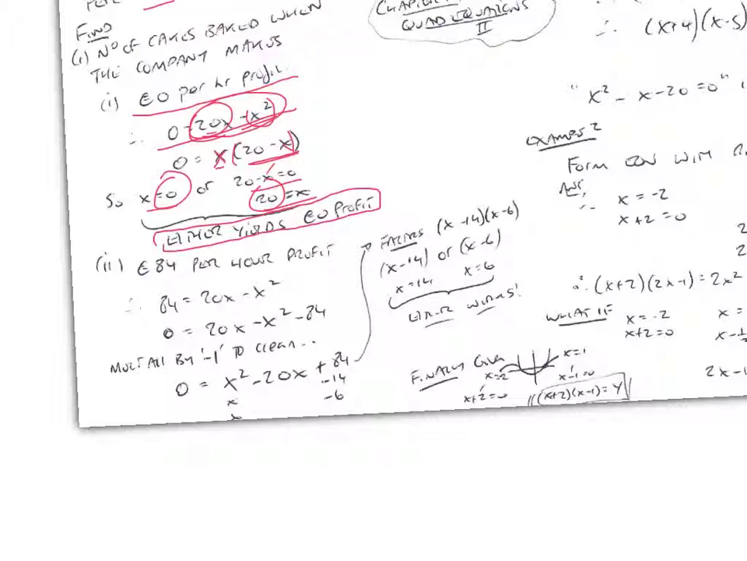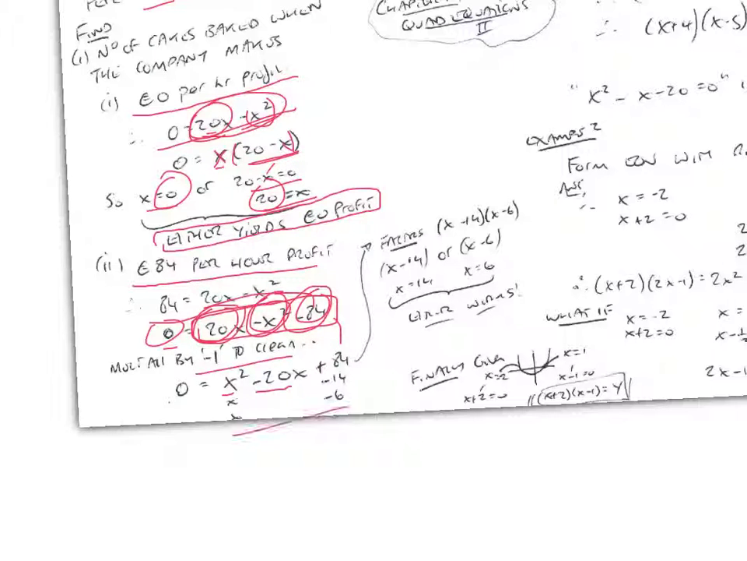And what about the second question: how many cakes do they need to make if they're going to make 84 euros per hour profit? 84 equals that. Bring over your minus 84. Now this equation looks a bit all over the place, so let's clean it up. Let's multiply all the terms by minus 1. We can do that in maths. We end up with 0 by minus 1 is 0, minus x squared by minus 1 is x squared, 20x by minus 1 is minus 20x, and minus 84 by minus 1 is plus 84.